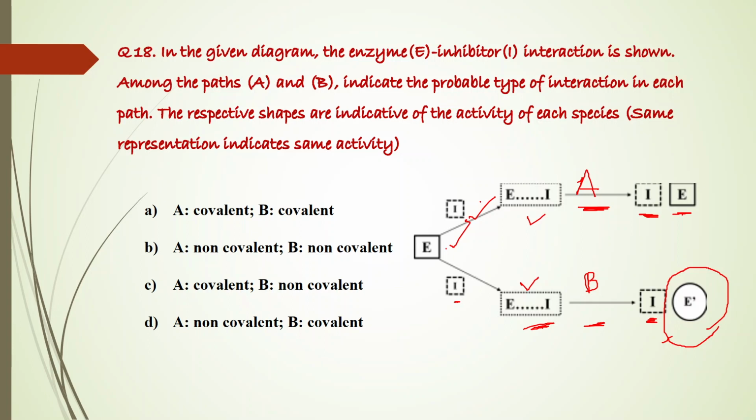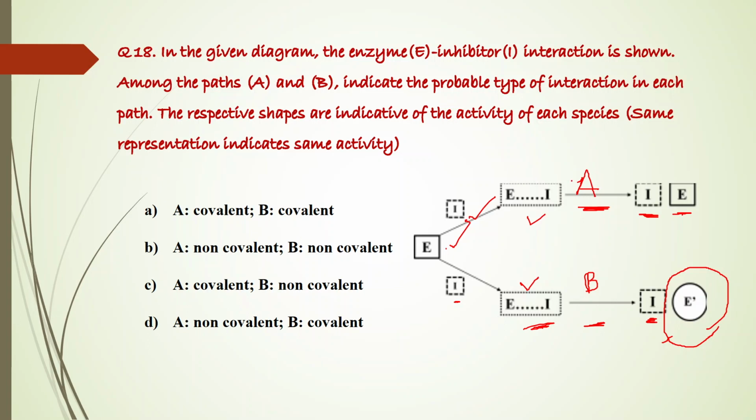Now it has become round. And you can also see from the notation, it is written as E prime. That means there is a change, a conformational change, that has happened to the enzyme. So now they are asking what kind of possible interaction might have happened in case of pathway A and pathway B.